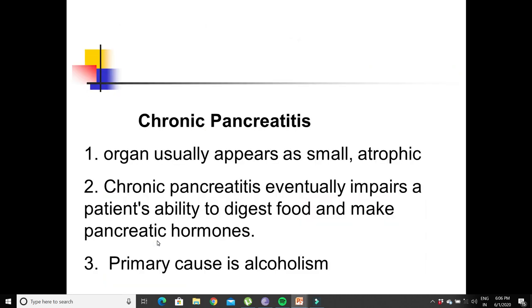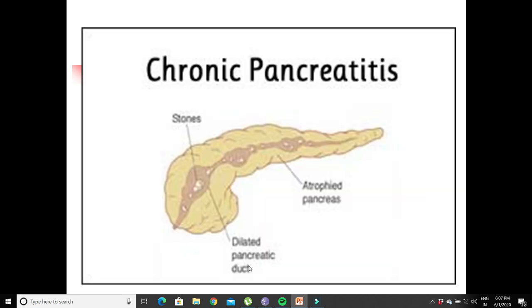Also, we have chronic pancreatitis. In this chronic pancreatitis, what happens? The organ becomes small, atrophic, and the patient's ability to digest food and to make pancreatic hormones is lost, and the most common cause is alcoholism. So you can see the atrophied pancreas, and you can also see the dilated pancreatic duct. Here are the stones in the duct.